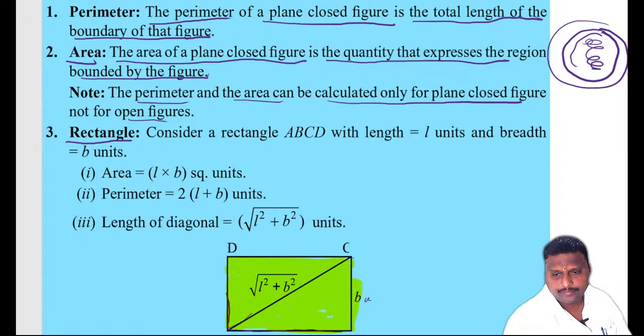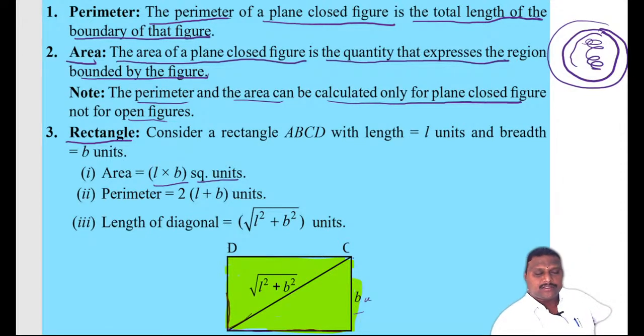Okay, so it involves what? It involves the length and breadth. That's why the area of this closed figure or rectangle is L into B square units, whether it is square centimeters or square meters.